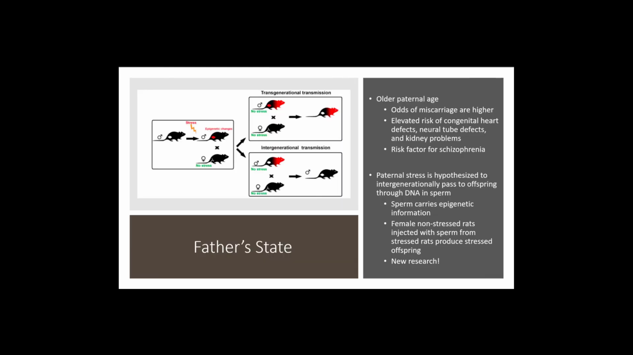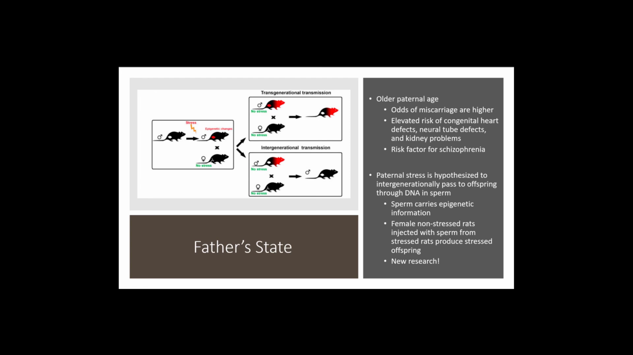And the father state. So we talked about mothers a lot, and don't worry about the chart here, I just grabbed this from a random journal article, but the idea is just that stress can be passed on. Paternal stress matters. Paternal age: odds of miscarriage are higher, elevated risk of congenital heart defects, neural tube defects, and kidney problems, and a risk factor for schizophrenia. So the older a father, the more at risk their offspring will be. But paternal stress is hypothesized to intergenerationally pass to offspring through DNA in the sperm.